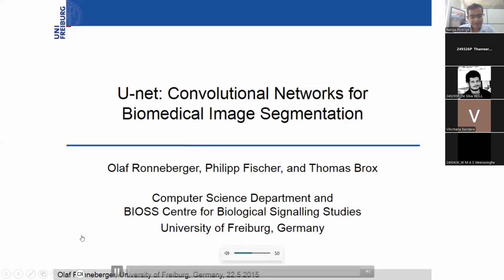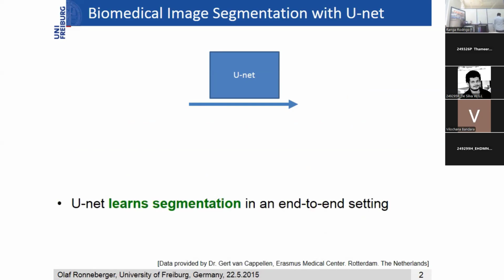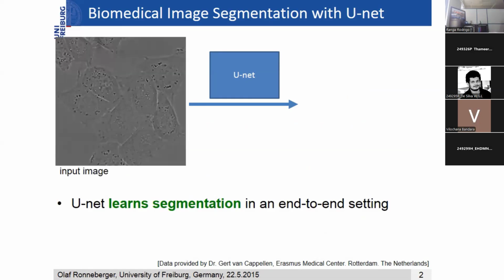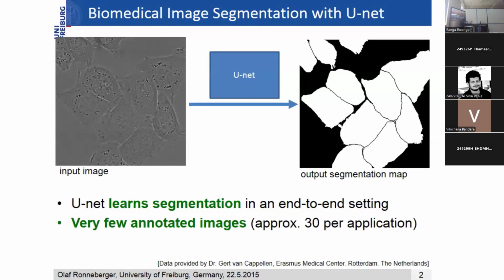Welcome to our presentation. We designed a deep convolutional network for the segmentation of biomedical images, which we called UNet. It learns to segment images in an end-to-end setting, which means a raw image in and a ready segmentation map out. The main challenges were that we had only around 30 annotated images per application, and we nearly always have touching objects of the same class that need to be separated by the segmentation algorithm.